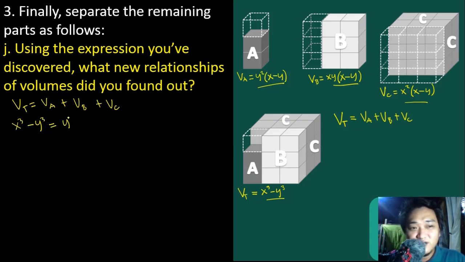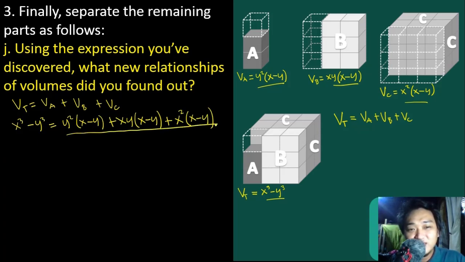That is just y squared times x minus y. How about the volume of B? That will be plus xy times the quantity x minus y. So, yun yung purpose kung bakit hindi ko muna minultiply using distributive property kanina, para makita nyo yung quantity x minus y plus the volume of C, which is x squared times the quantity x minus y. Now, let us try to evaluate this further para makinis, malinis siyang tingnan.